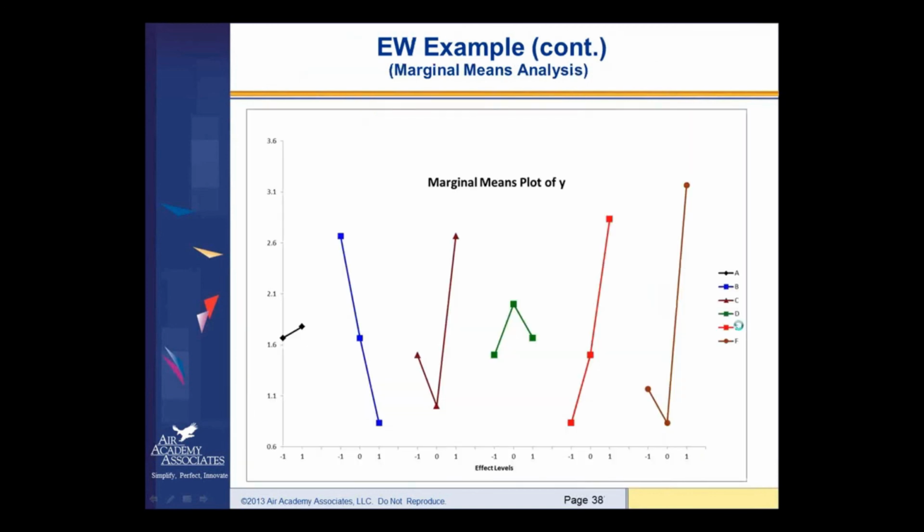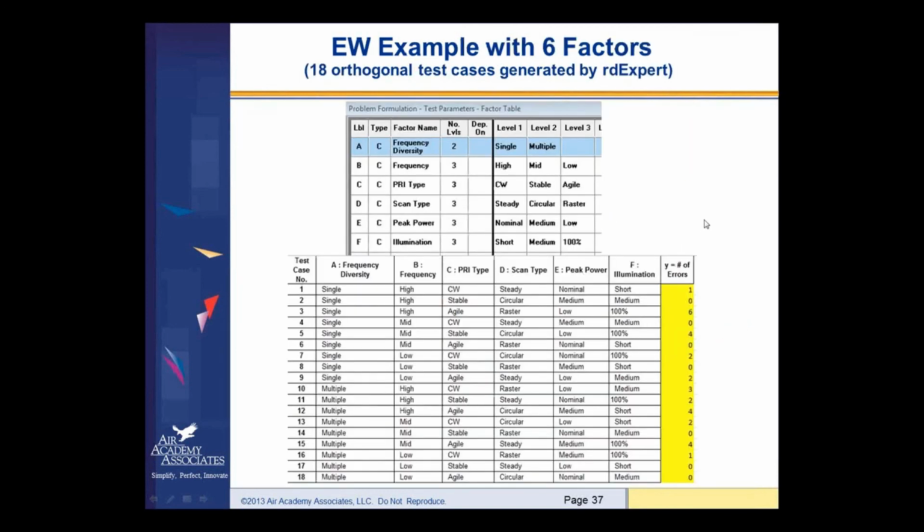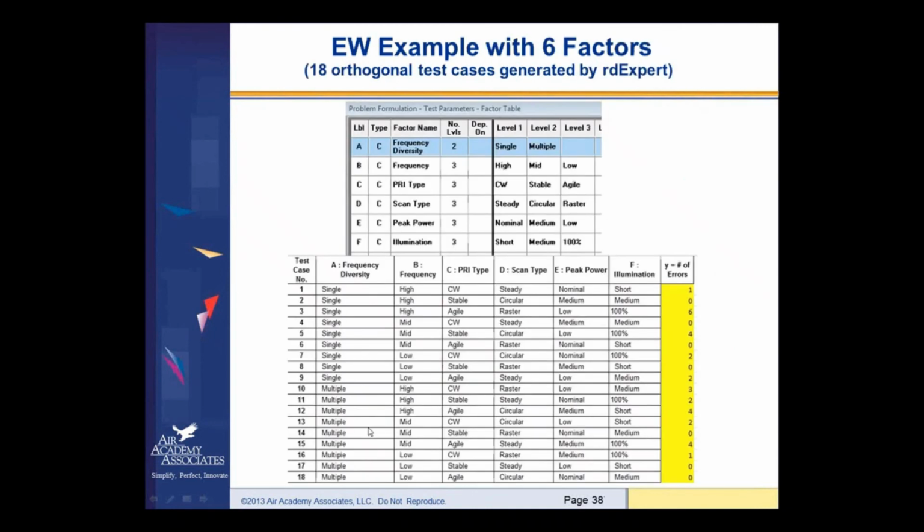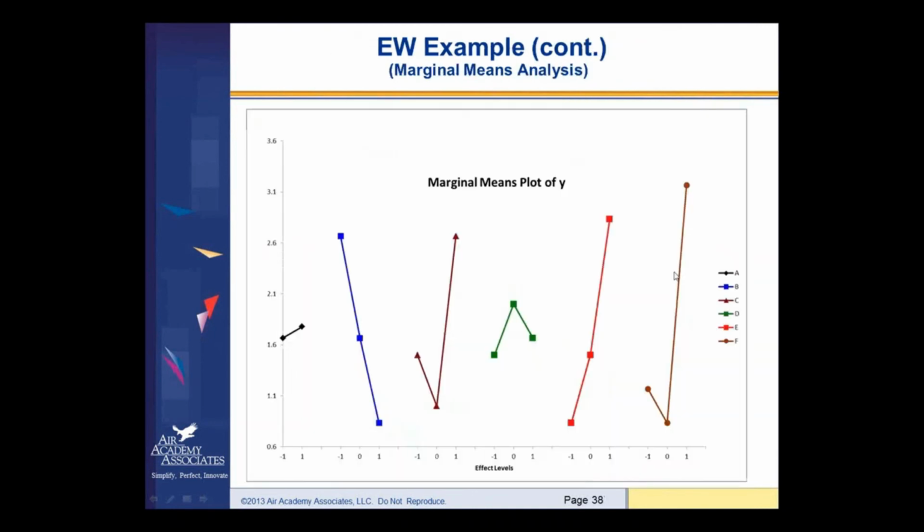So let me show you what you can do when you have an orthogonal design like this. Even a marginal means plot like this will tell you a whole lot about the effect of these 6 factors. Remember, smaller data points are better because we're measuring number of errors. The error rate is on the vertical axis, and you can see which factors stand out: factor B, factor C, not factor D, but factor E and factor F.